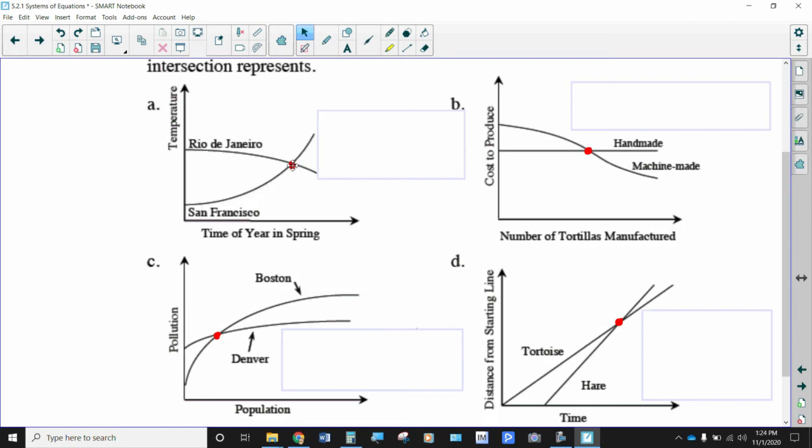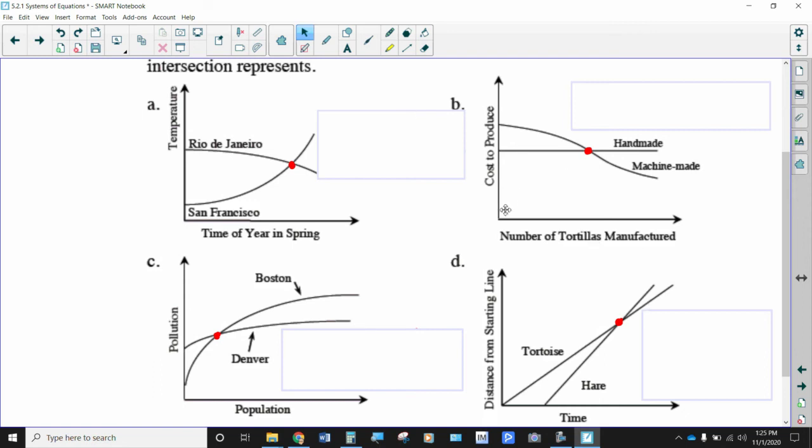So what does this point represent there? Let's take a look at B. Before we answer those questions, I'm going to pause, have you analyze what you think that point means and write a short statement that I will reveal once I unpause.